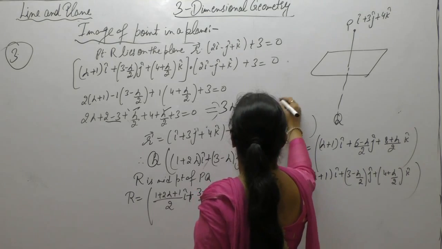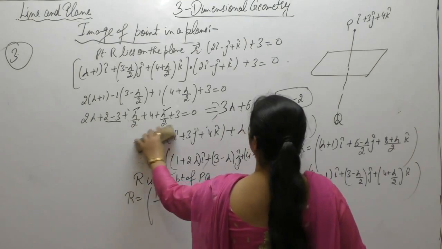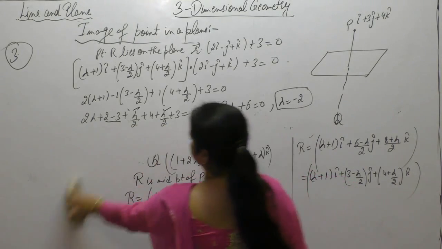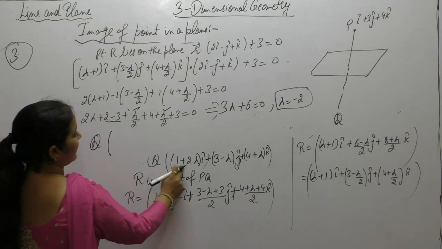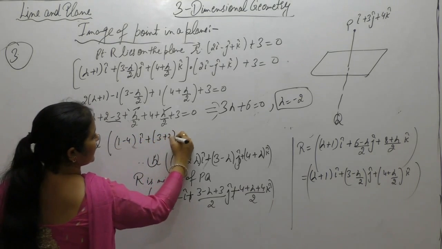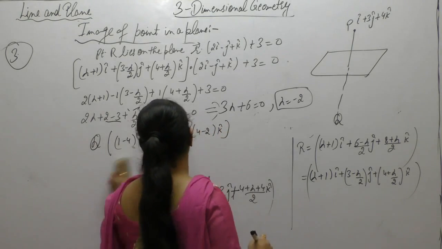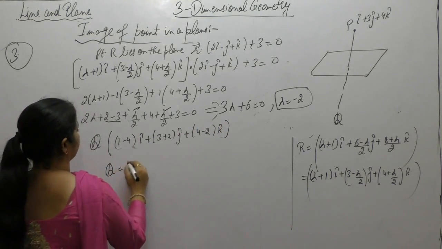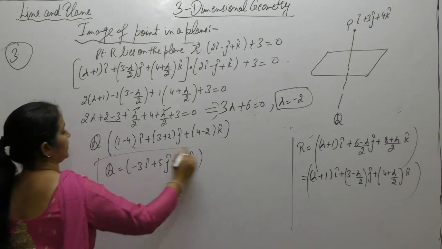So lambda is minus 2. Put the value of lambda to find the position vector of Q. So we have position vector of Q as minus 3i plus 5j plus 2k.